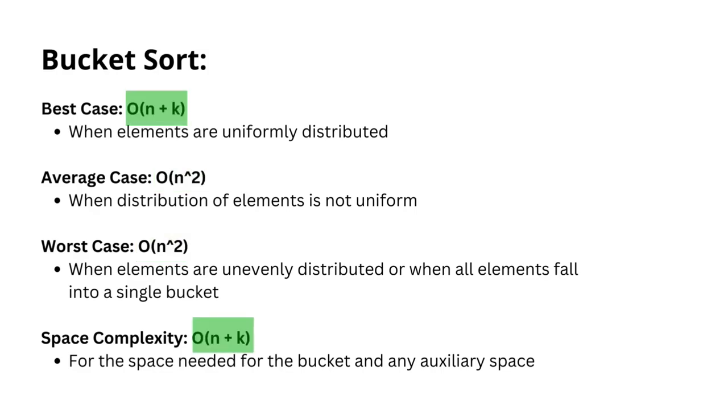The best case time complexity and space complexity are both considered the same because the best case scenario for bucket sort occurs when elements are uniformly distributed across the buckets. Bucket sort is known for its efficiency when dealing with a large range of input data, especially when elements are evenly distributed across the buckets.